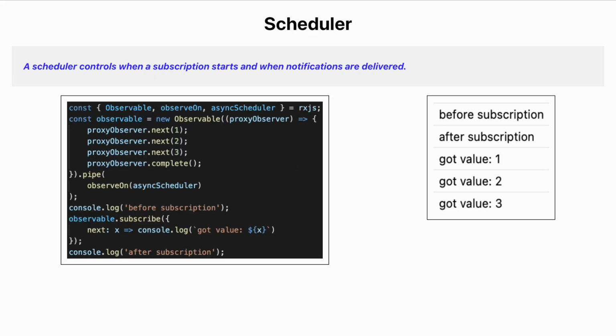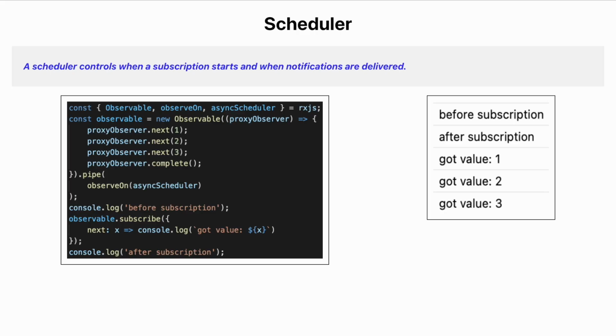Scheduler. A scheduler controls when a subscription starts and when notifications are delivered. It consists of three components. A data structure. It knows how to store and queue tasks based on priority or other criteria. An execution context. It denotes where and when the task is executed. A virtual clock. It provides a notion of time by the getter method now on the scheduler. Tasks being scheduled on a particular scheduler will adhere only to the time denoted by that clock.